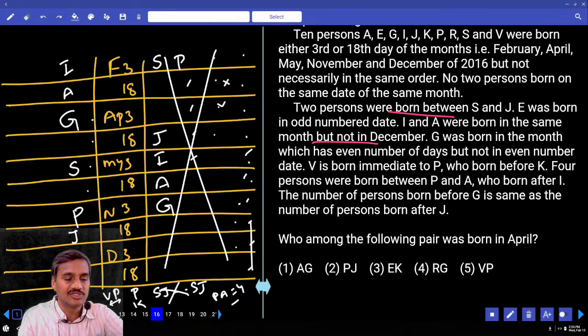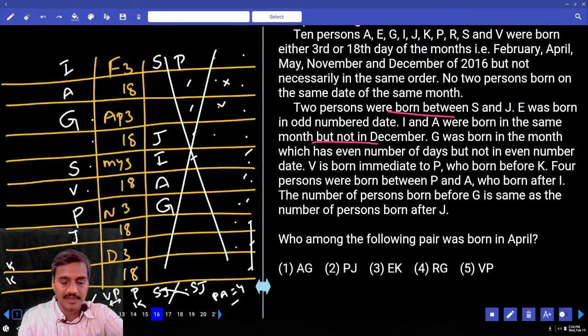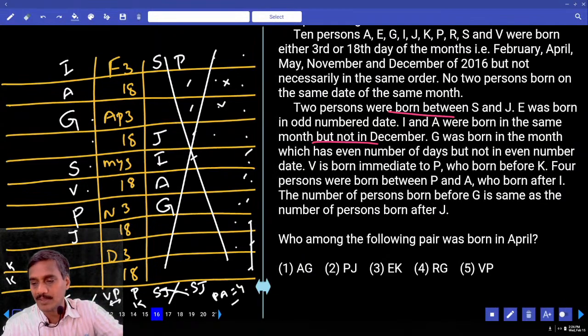And V and P are adjacent to each other, hence V is here. And P is before K, hence K must be at any one of these 2 places. V is born immediately next to P, and P was born before K.